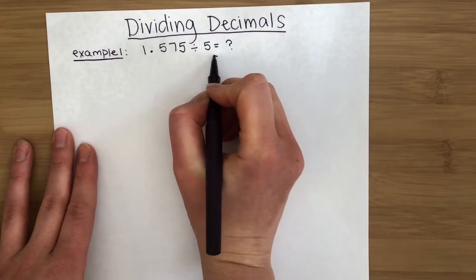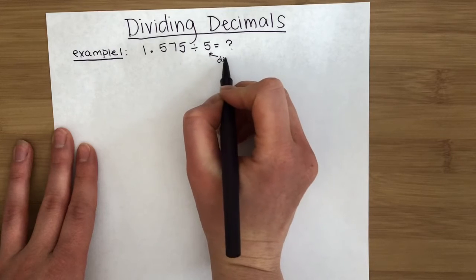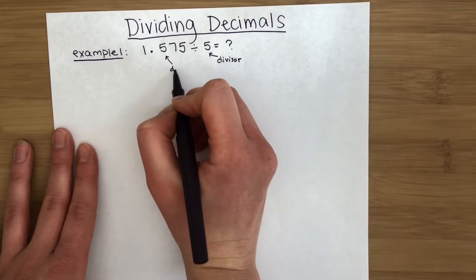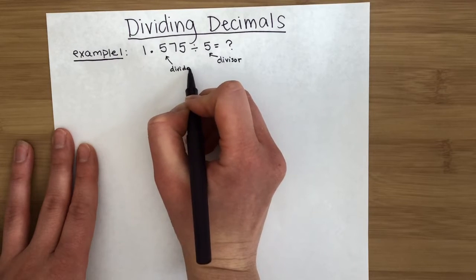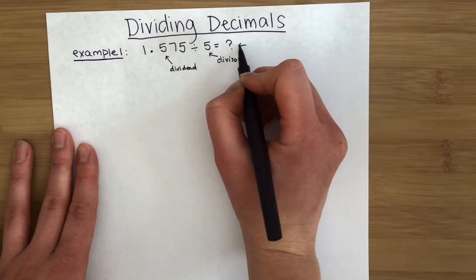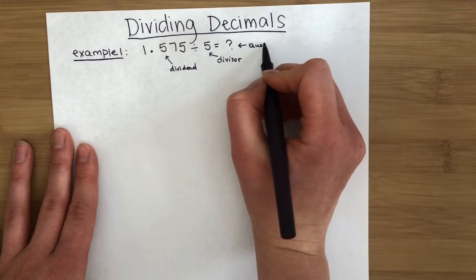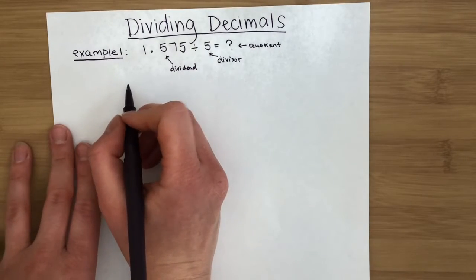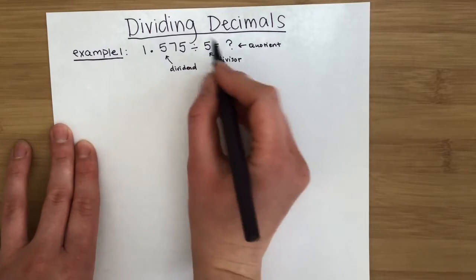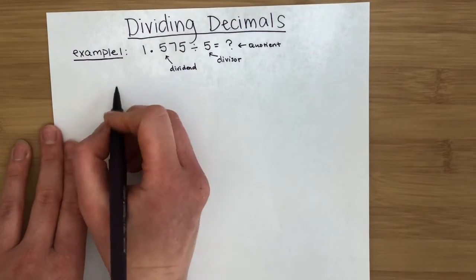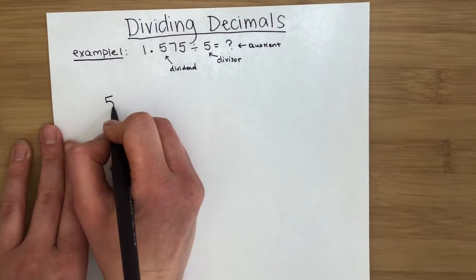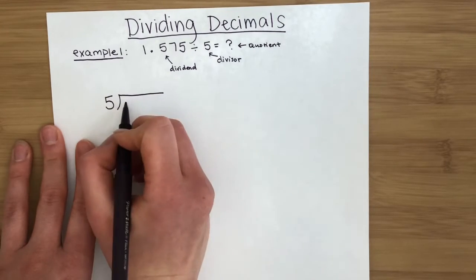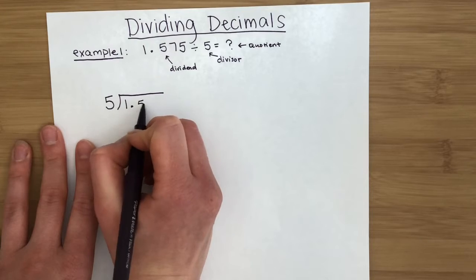So if you remember, this is our divisor. This is our dividend. And this is our answer, which is also called the quotient. So we're going to set this up as a regular long division problem. My divisor is going to go on the outside of the box, and my dividend is going to go on the inside of the box, which is 1.575.